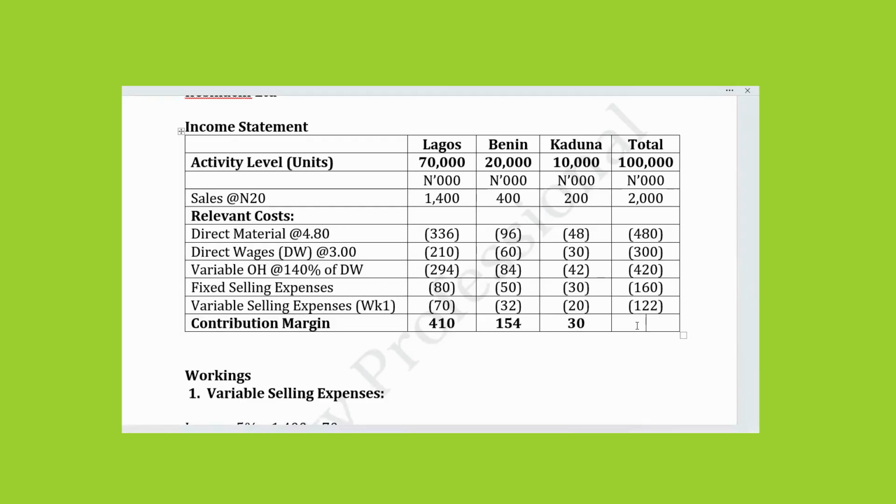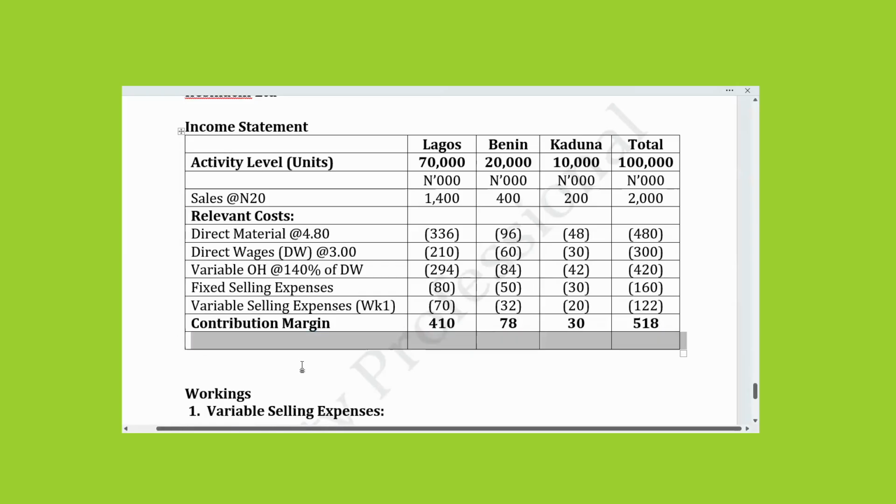Check your answer for Benin. Check the contribution margin for Benin. That 154 seems unrealistic. Sorry, for Benin, I got 78. So when you add it up, that's 518, right?